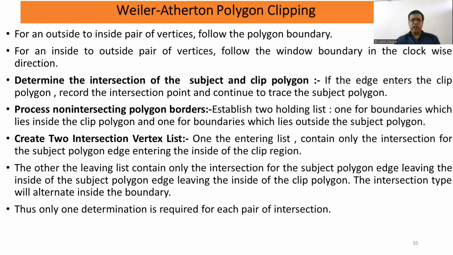Process non-intersecting polygon borders. Establish two holding lists, one for boundaries which lie inside the clip polygon and one for boundaries which lie outside the clip polygon. Create two intersection vertex lists. The entering list contains only the intersections for the subject polygon edge entering the inside of the clipping region. The leaving list contains only the intersections for the subject polygon edge leaving the inside of the clipping polygon. The intersection type will alternate along the boundary, thus only one determination is required for each pair of intersections.